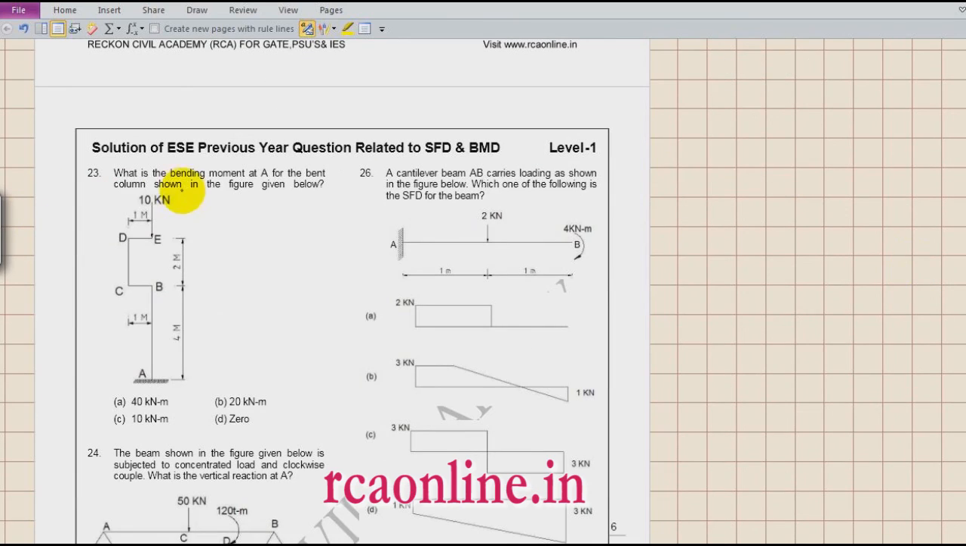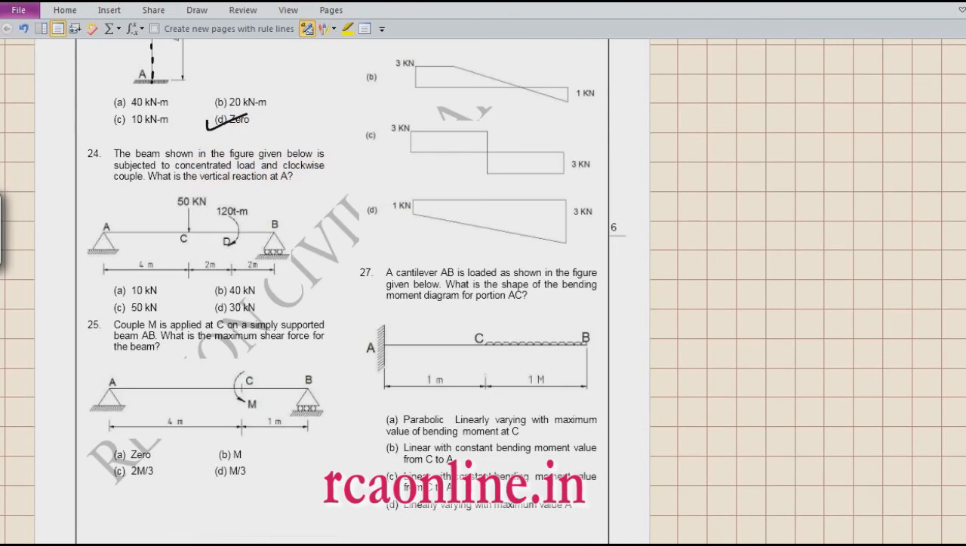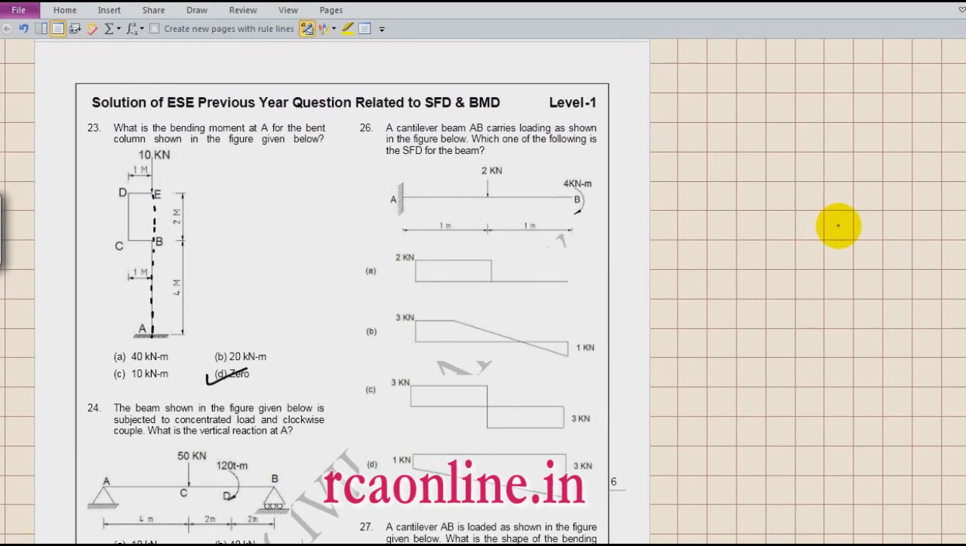So now let us take this question and complete this first video. What is the bending moment at A for the bent column shown in the figure? Now if you see, the load is passing through this, so I will have 0 bending moment, so the answer will be 0.